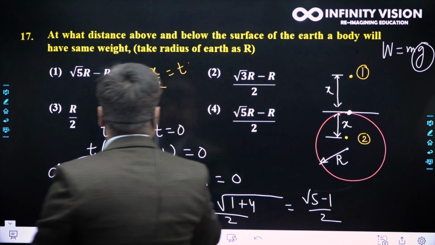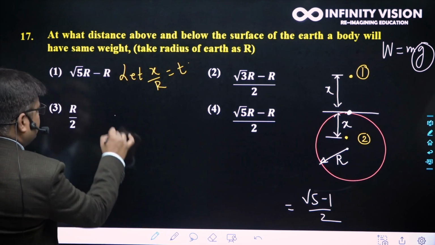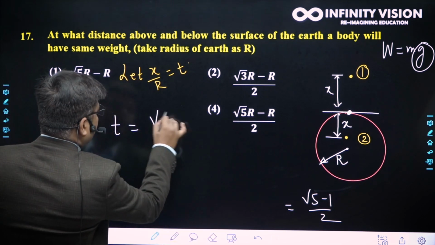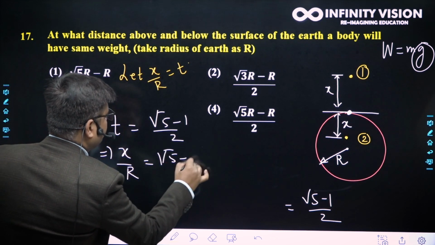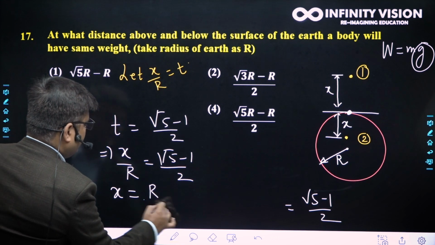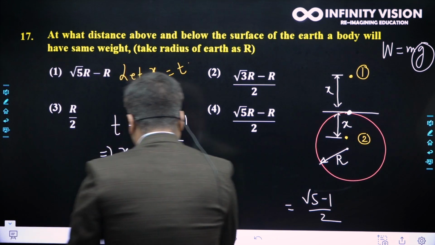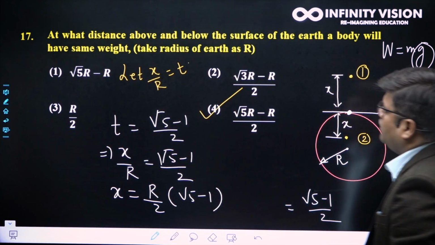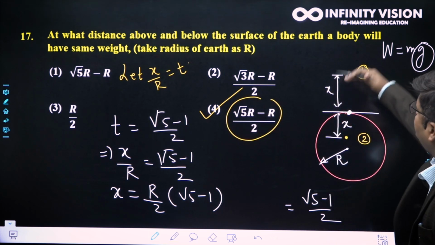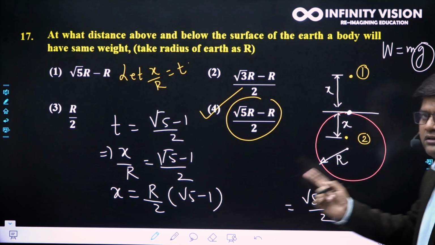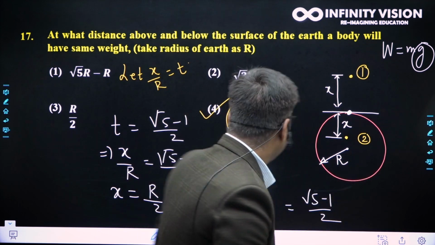So the correct option that we will be looking for is that the valid solution is t equal to root 5 minus 1 by 2, which is x by r equal to root 5 minus 1 by 2. So x will be r by 2 into root 5 minus 1. From the given options, we can see that this is the correct option, option number 4. That means at this distance, if we move above the surface of the earth as well as below the surface of the earth, the weight of the body will remain the same because the acceleration due to gravity value will be the same.